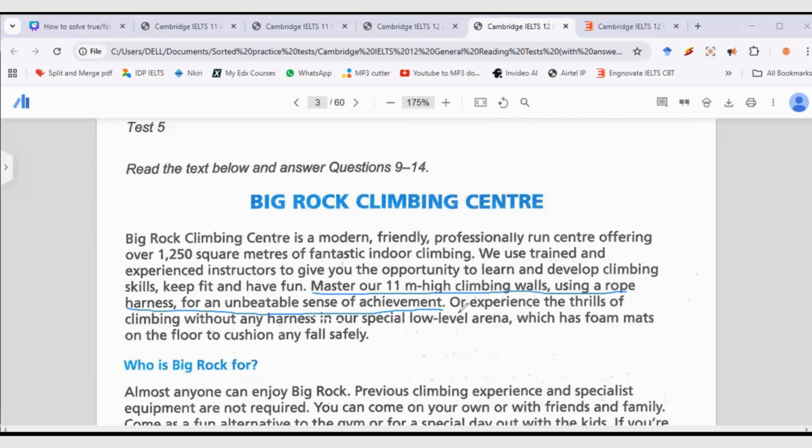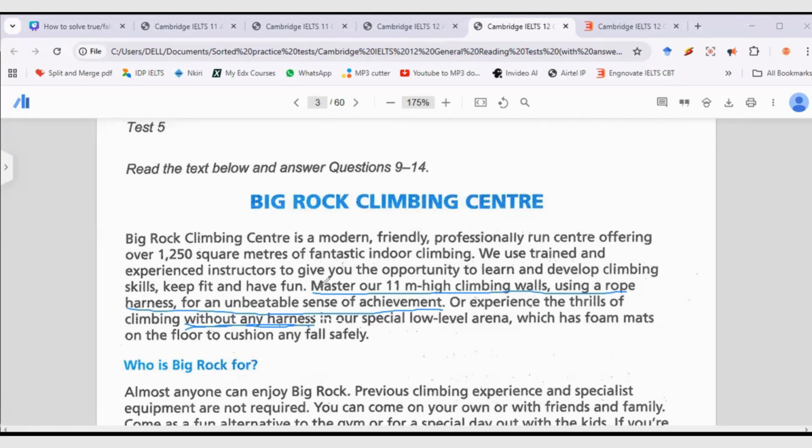Or experience the thrills of climbing without a harness. Without a what? Harness. What does that mean? That means that I can go to the Big Rock Center today and decide to climb and say that I don't want to use rope. Another person can come and say, well, me, I want to use rope. That's what these two sentences mean.